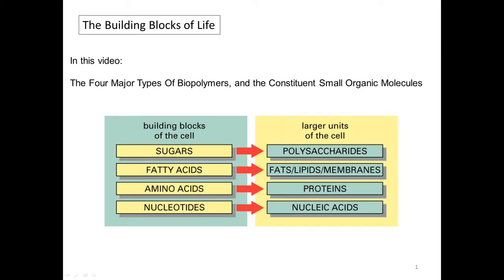Alright, in this video we will talk about the molecules which make up cells. Cells are actually made up of thousands of different molecules, but there are four types of large biopolymers made up of repeating units that make up most of the dry mass of a cell and perform most of the important functions. We'll talk about those one by one.